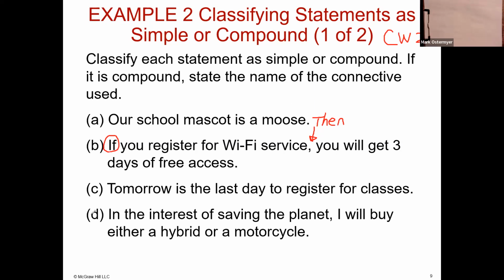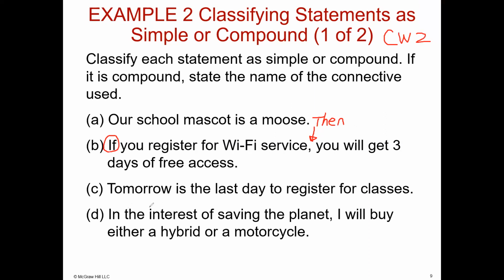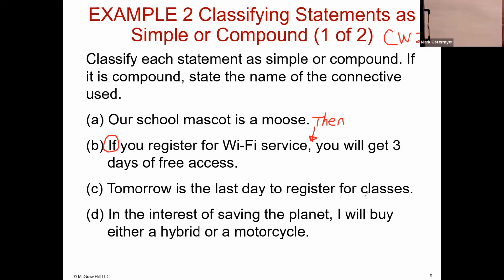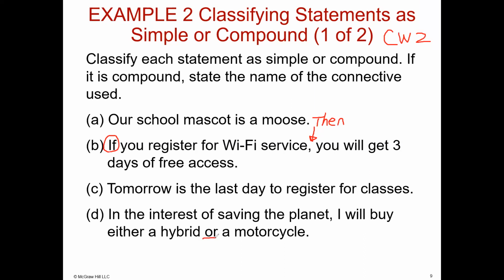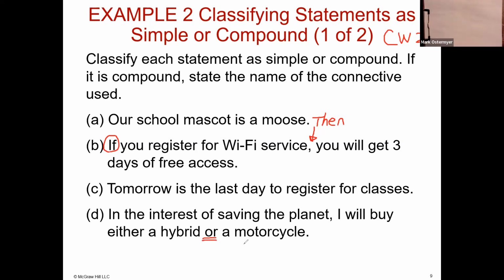Okay. How about C? Tomorrow is the last day to register for classes. Simple. It's just about registration. How about D? In the interest of saving the planet, I will buy either a hybrid or a motorcycle. Compound. It has a connective word connecting two simple statements together. That's a compound statement. All right, pretty clear on those. We'll call that classwork number 2. Let's move on.